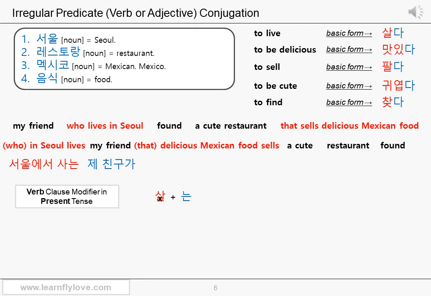The basic form of an adjective delicious is 맛있다. 맛있 is the stem. Since the last letter of the stem has a final consonant, according to the basic rule, in order to make an adjective modifier, you're supposed to add 은 sound to the stem. But when the basic form has 있다 part and the stem has 있 sound, 는 sound should be added instead of 은 sound. It's an irregular conjugation, an exception rule. So it becomes 맛있는, instead of 맛있은. Okay? 맛있는 is correct.